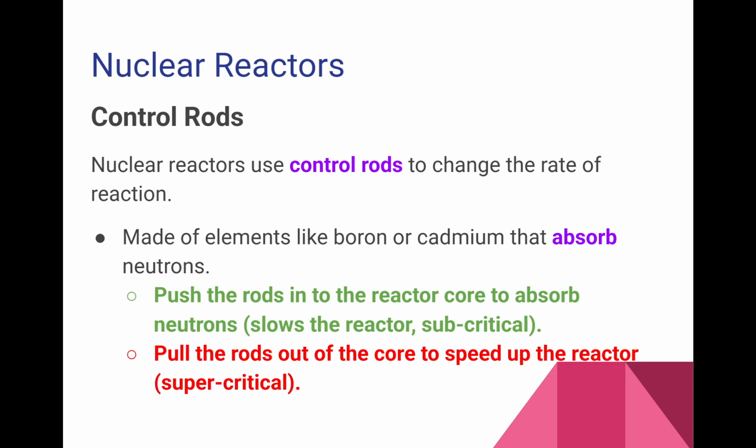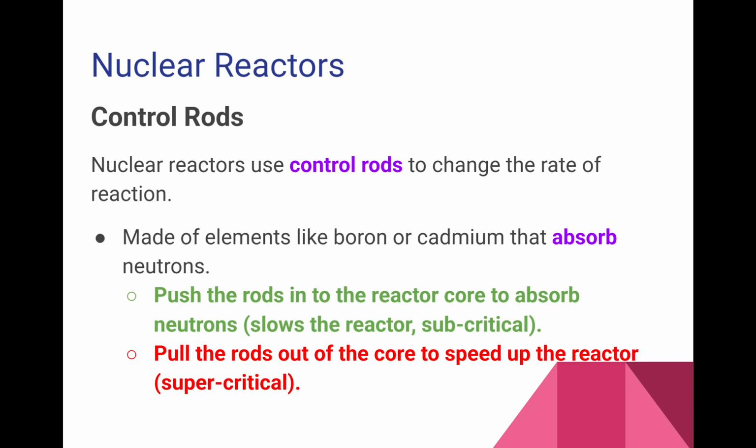So how are we going to actually do this? How are we going to have it so sometimes the reactor is critical and sometimes supercritical or subcritical? Because in a regular nuclear reactor, we would need to be able to do all of those things at different times. The answer is control rods.